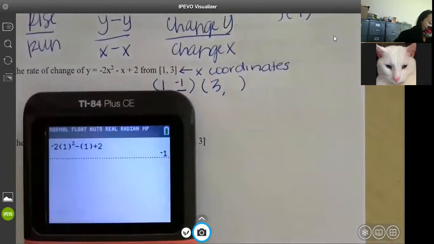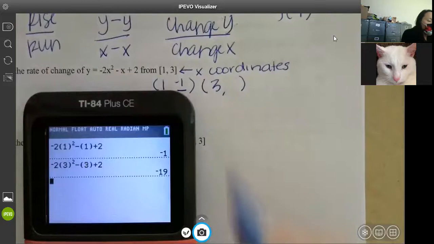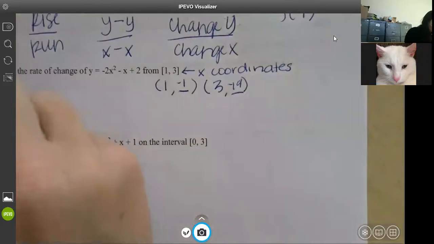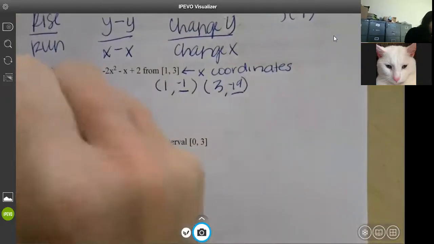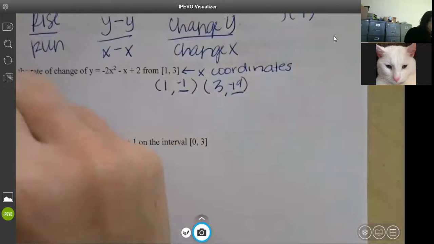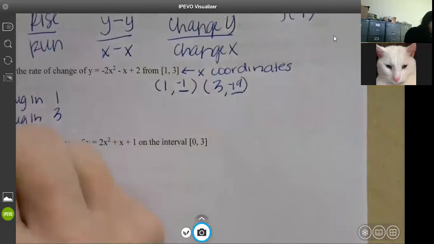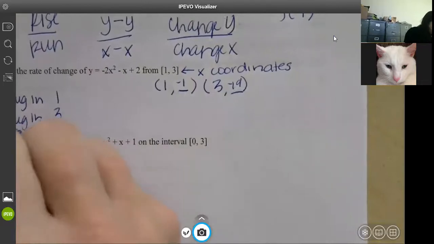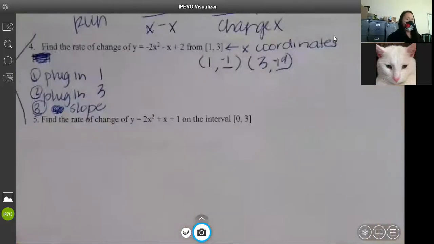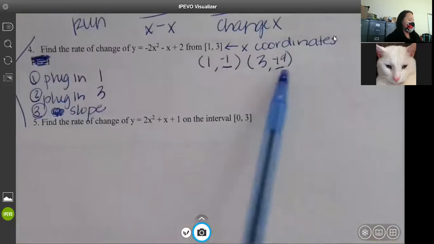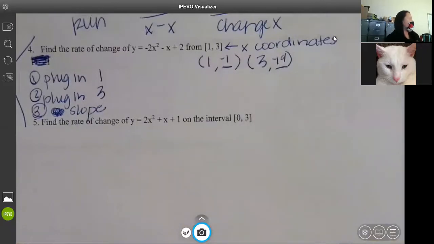You're going to do it again, but you're going to plug in 3. So -2 times 3 squared, -3 plus 2. And we get -19. Okay. So plug in 1. Then we plugged in 3. And then we're going to find the slope of those two coordinates. So the first thing we did was plug in 1 and we got -1. Then we plugged in 3 and we got -19. Now we're going to do our slope.